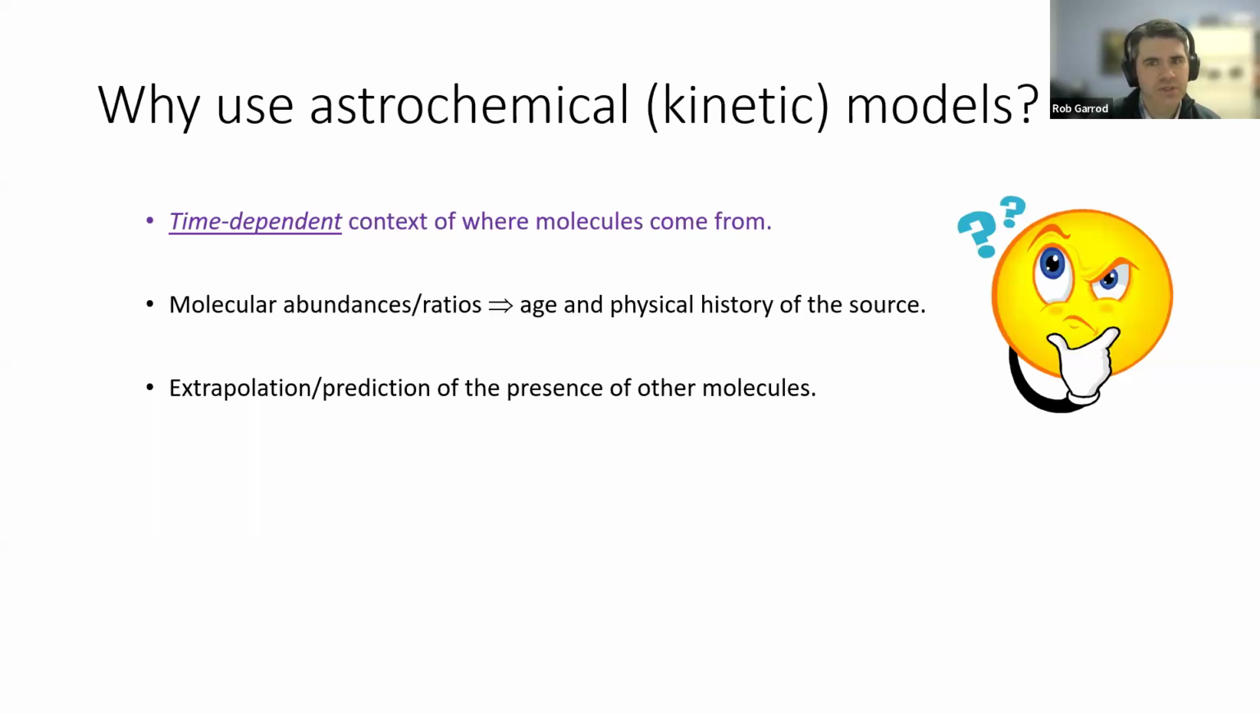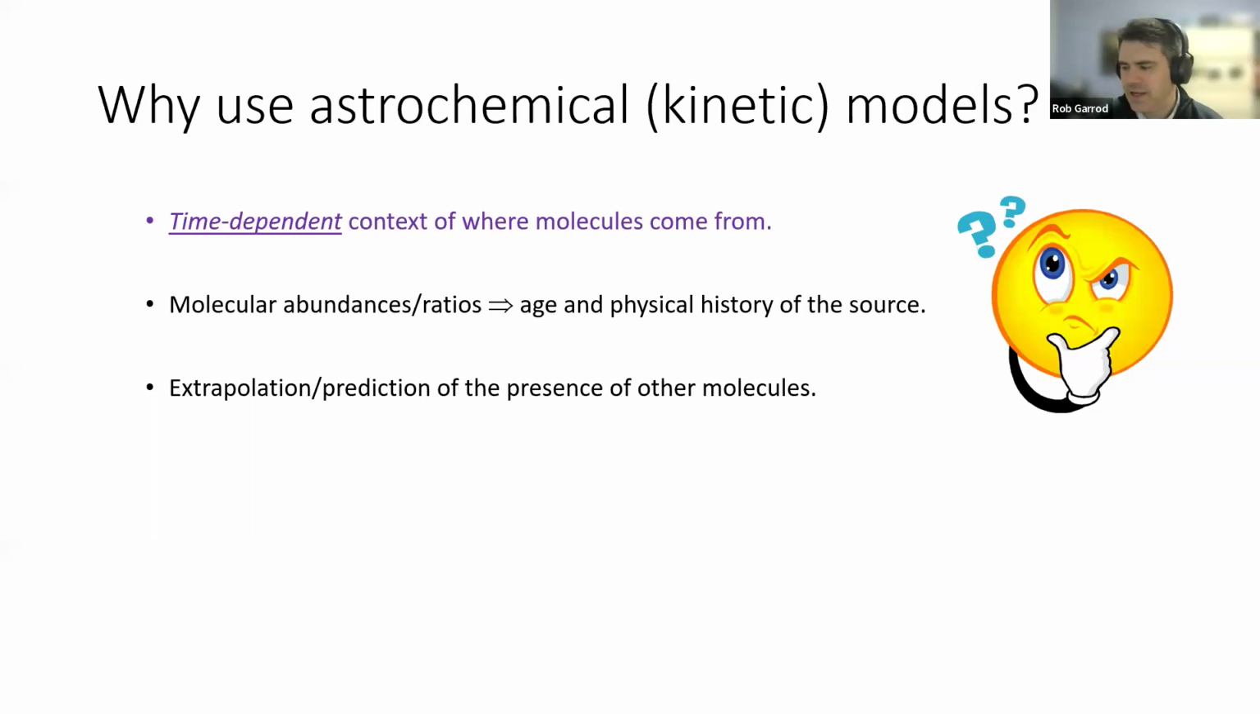and that can tell us about the age and or the physical history of the source. So when I say source, I mean an interstellar cloud or whatever it may be. So we can gain information, perhaps in conjunction with observations, that we wouldn't otherwise have. We can sort of look back in time, if you like, using the chemistry, because the chemistry responds to physical conditions that may change with time. We can also use these models to extrapolate or predict the presence of other molecules that perhaps we haven't detected yet.